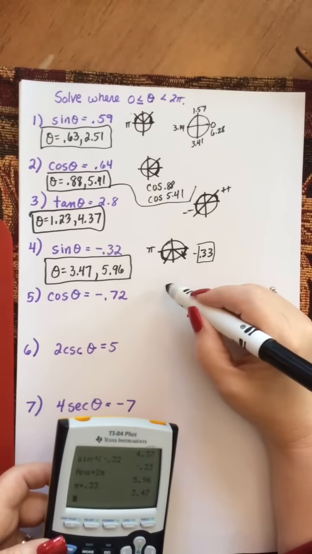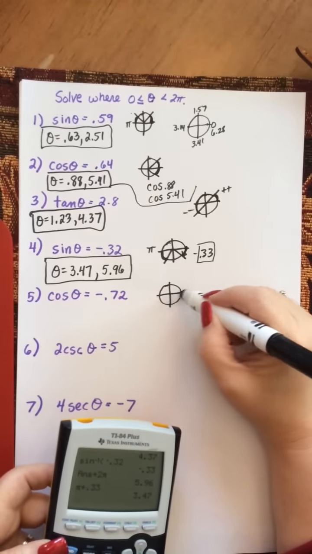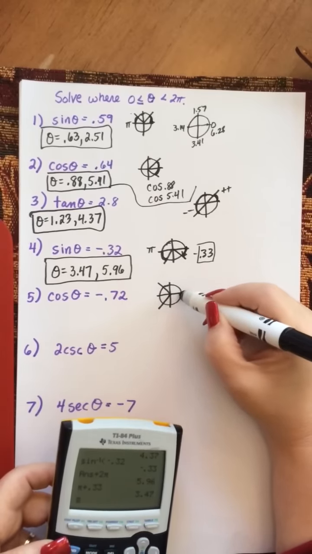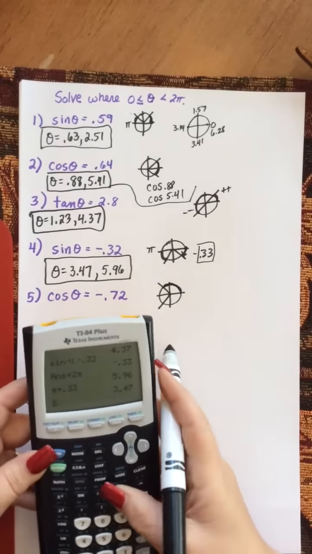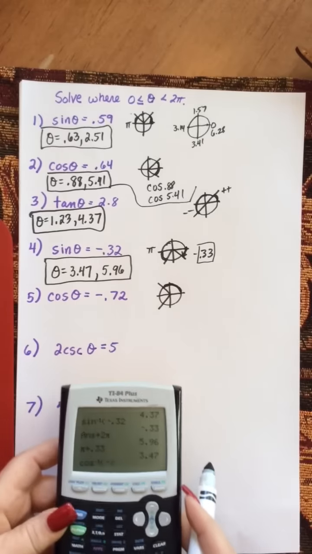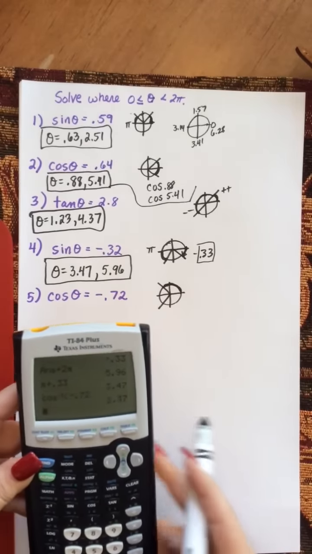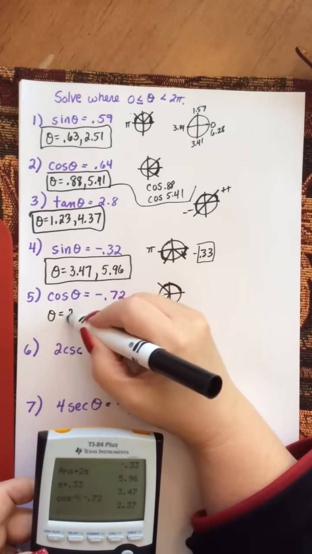All right, let's look at the next one. It says cosine of theta is negative 0.72. Cosine is like x. X's are negative in the left hemisphere, so here and here. Calculator will give me this answer right here. So I go second cosine negative 0.72. And calculator tells me it is 2.37.